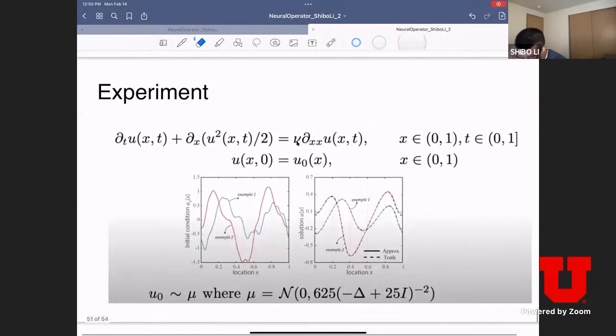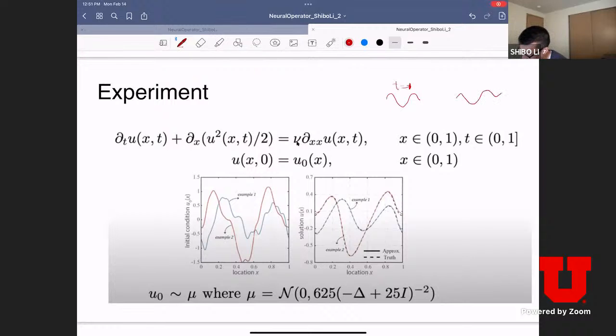And another, the Burger's equation invokes time. I don't know these figures, but the point is that for Burger's equation and Navier-Stokes equation, we want to map the current solution or the near future solution to a very long horizon solution, to t equal to 100 something.